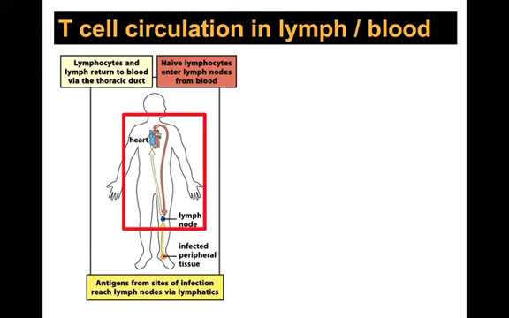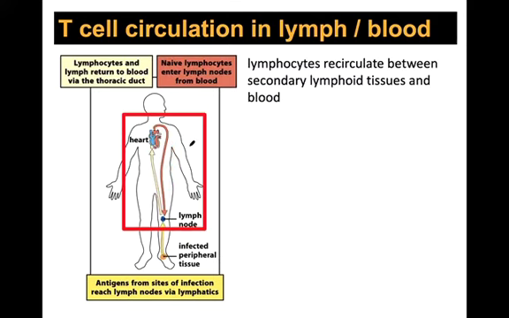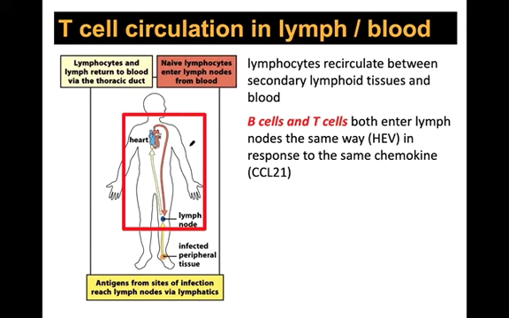So the T cells are going from the blood into the lymph node, and then eventually back through the thoracic duct, where they're cycling between the blood and lymphoid tissues. But B cells and T cells both enter lymph nodes the same way. That's through the high endothelial venules. There are the follicular reticular cells, which actually surround the high endothelial venules, are making the same cytokine that we just talked about, CCL21. That's the chemokine that's going to bind to CCR7.